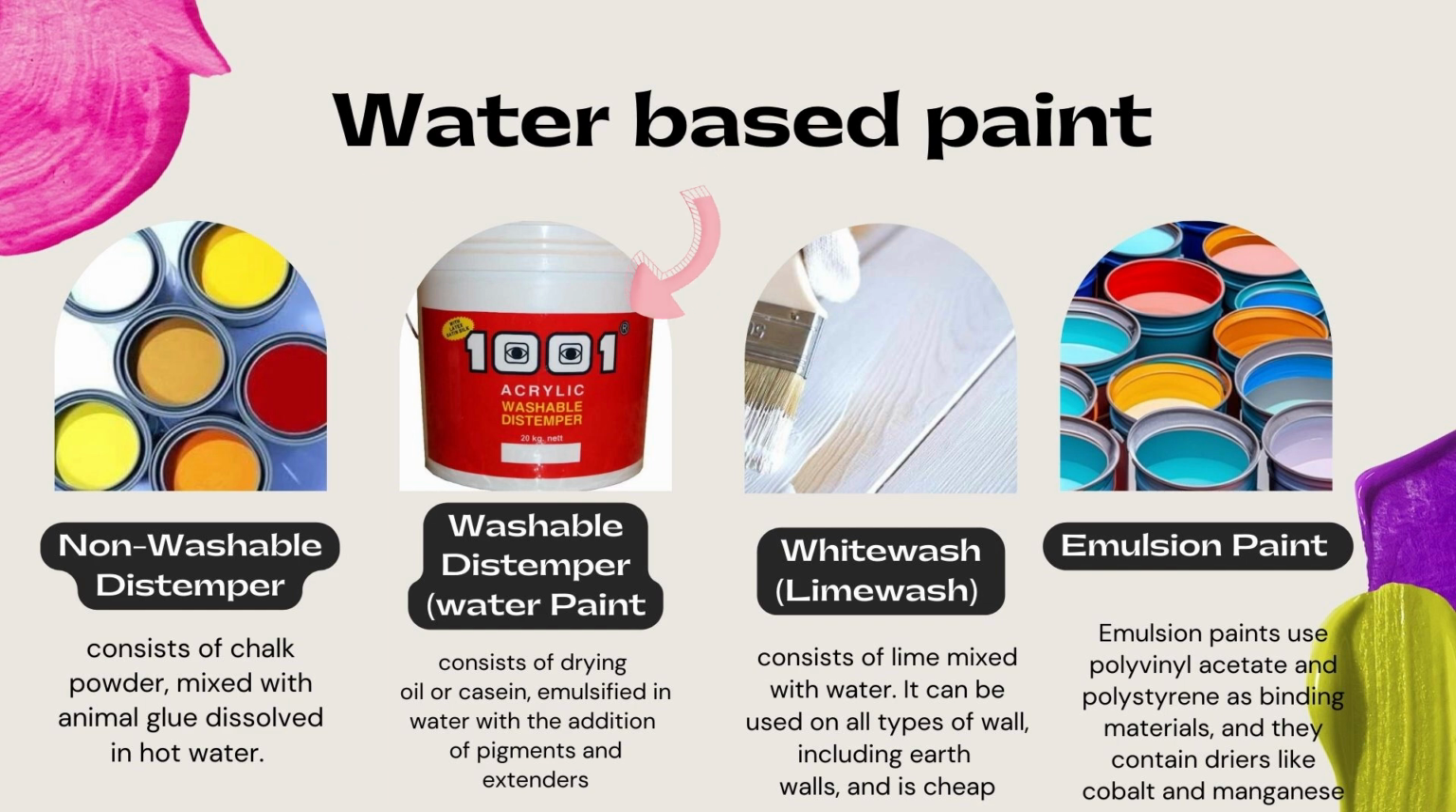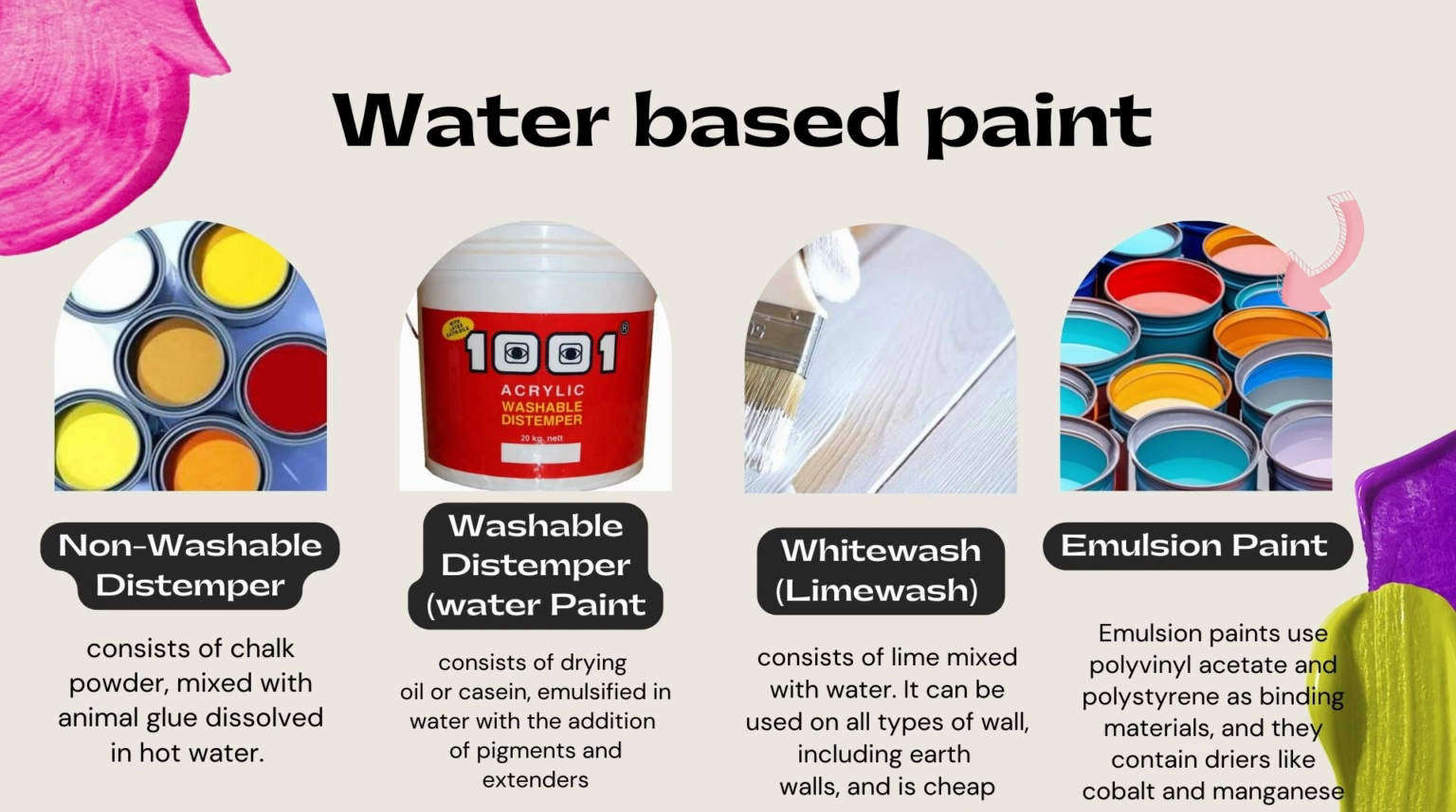Washable distemper or water paint consists of drying oil or casein, emulsified in water with the addition of pigments and extenders. Hardening is slow, but after a month, it can withstand moderate scrubbing. Whitewash or lime wash consists of lime mixed with water. It can be used on all types of wall, including earth walls, and is cheap, but its lack of water resistance and poor weathering properties make it inferior to emulsion for rural structures in the tropics.